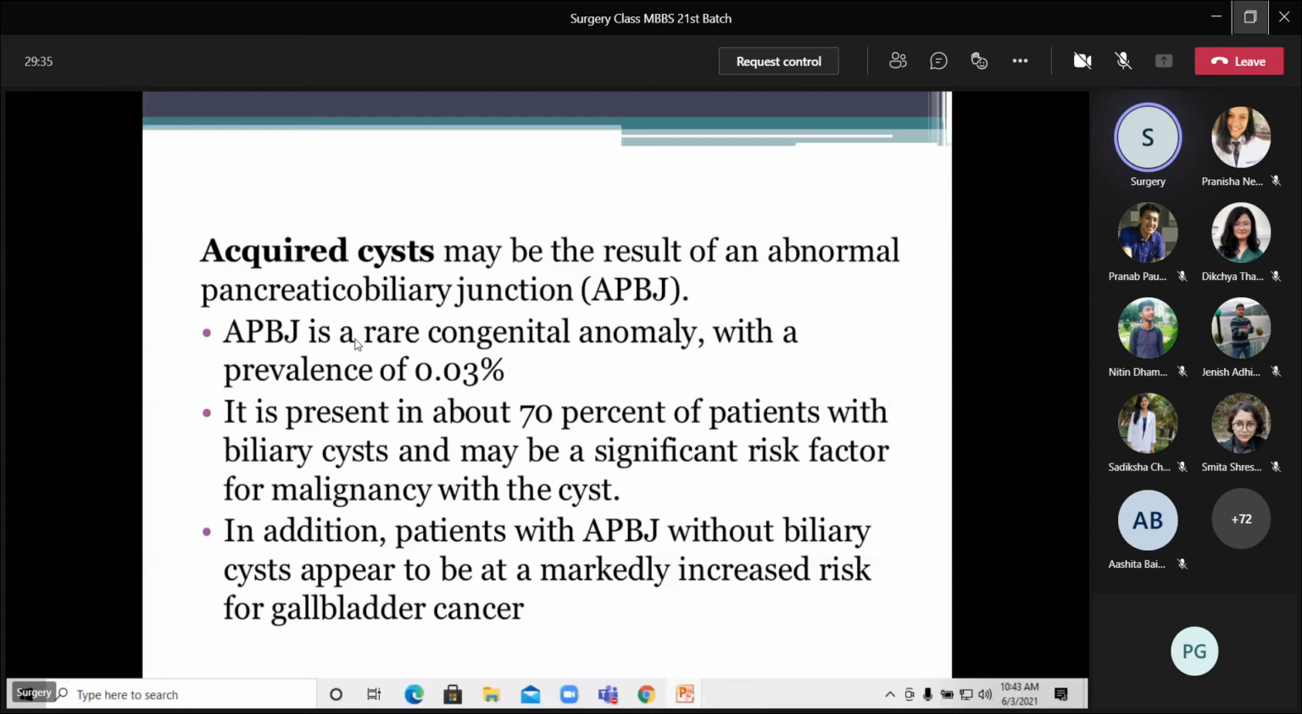So even without a cyst, if the patient has an abnormal pancreatico-biliary junction, then the patient is more prone to developing cholangiocarcinoma because of the reflux of the pancreatic juice into the distal part of the common bile duct. Reflux of pancreatic juice, which is very toxic, containing a lot of bicarbonate, amylase, trypsin, and lipase, may cause changes to the biliary epithelium, causing malignancy.